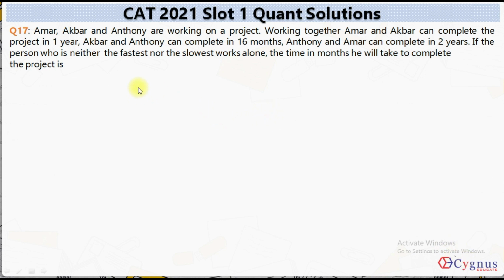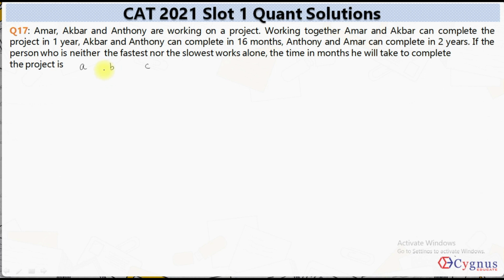Okay. Again, we have a very simple question about time and work. Amar, Akbar and Anthony are working on a project. Working together, Amar and Akbar can complete the project in 1 year. Akbar and Anthony can complete it in 16 months. And Anthony and Amar can complete the whole task in 2 years. So let's assume that their individual days of time are small a, small b, small c.